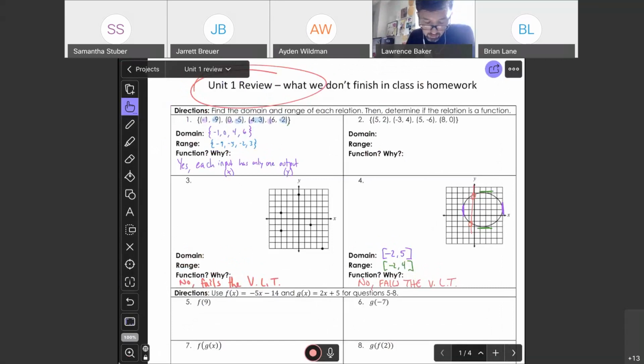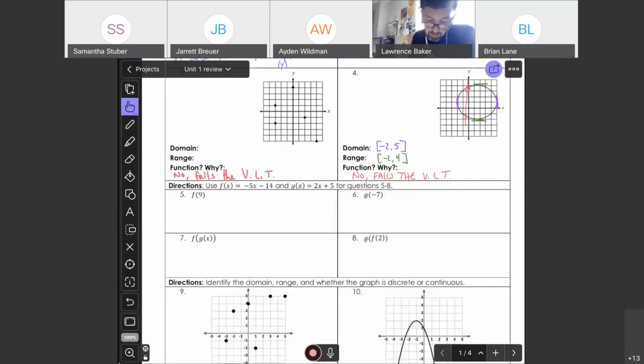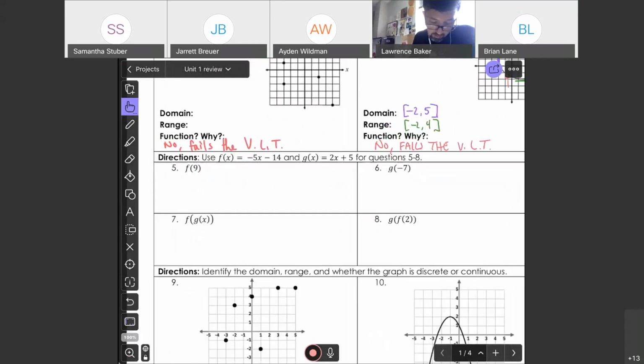Okay. 5, 6, 7, 8 down here. We're going to be using these functions. I'm going to let you guys do 5 and 6 because it's just straight up plugging that number into that and getting an answer. I want to do the compositions with you guys.